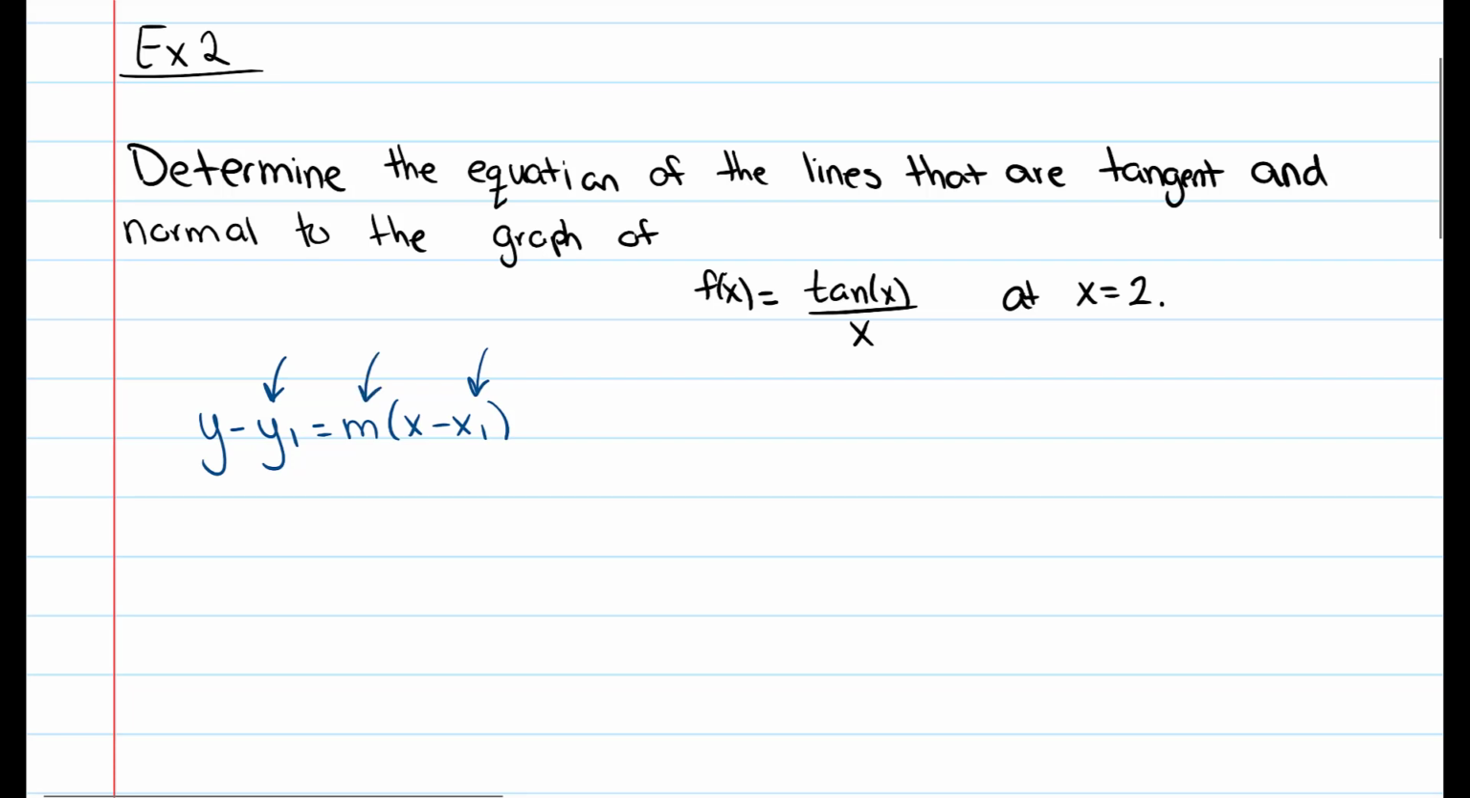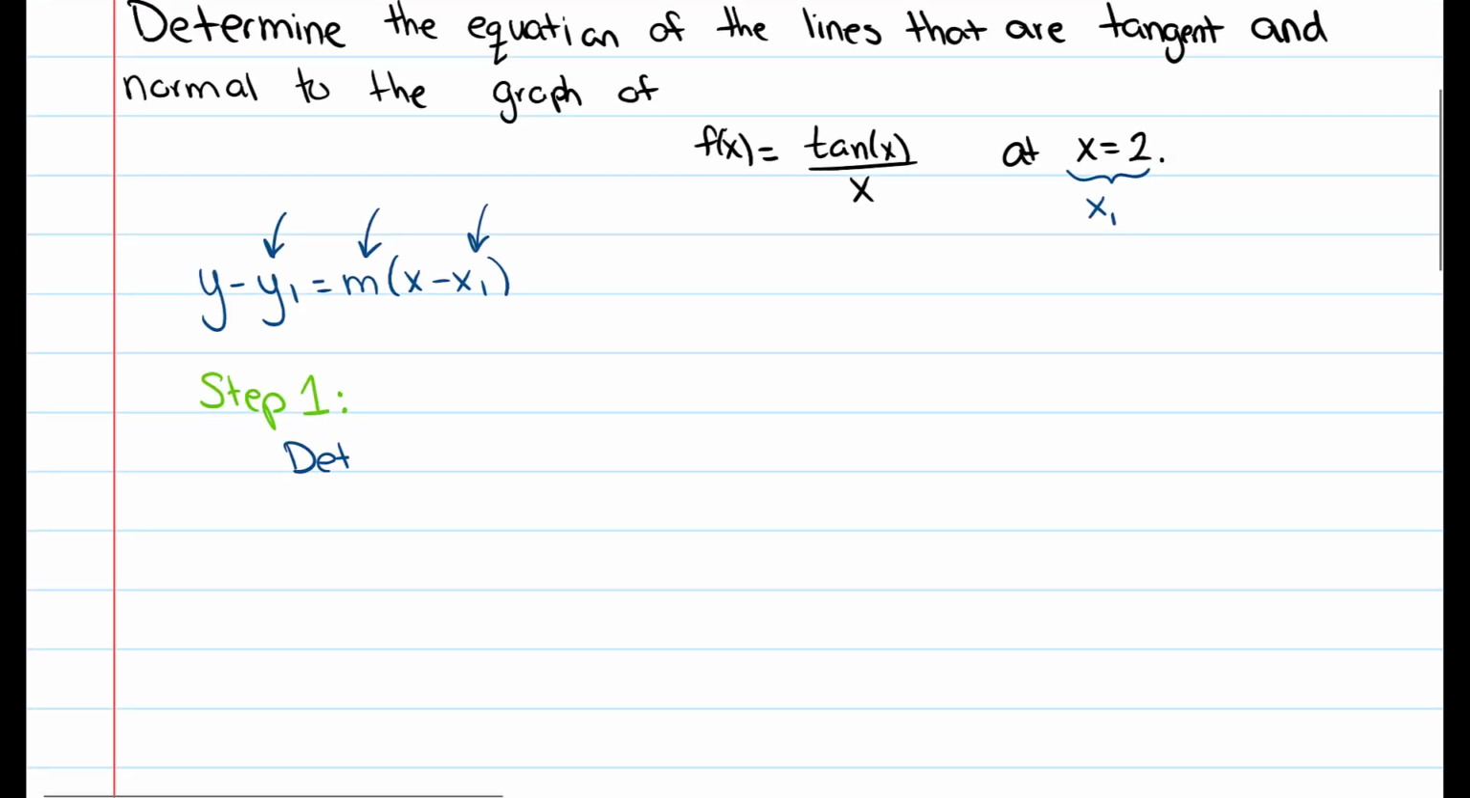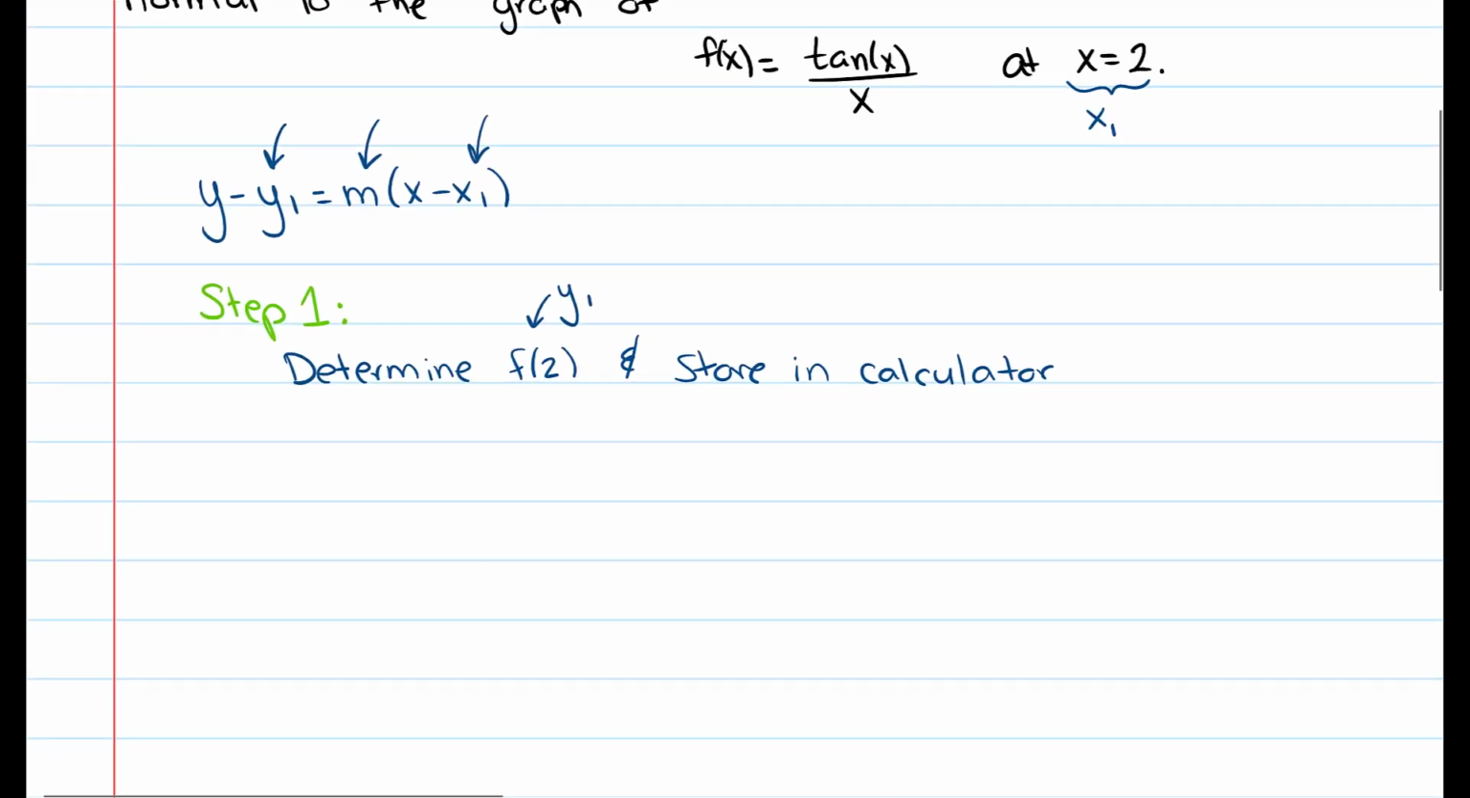Well, we have our x1 value because it's at x equals 2. So for step 1, we're going to determine f of 2, which represents our y1 value, and store it. Again, f of 2 is going to be our y1 value. In order to do this on the calculator, f of 2 is equal to tangent of 2 divided by 2, and you're going to get a number. So let me bring up the calculator now and show you how to actually store it.